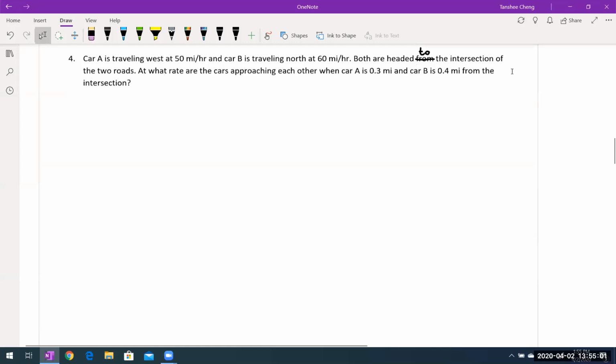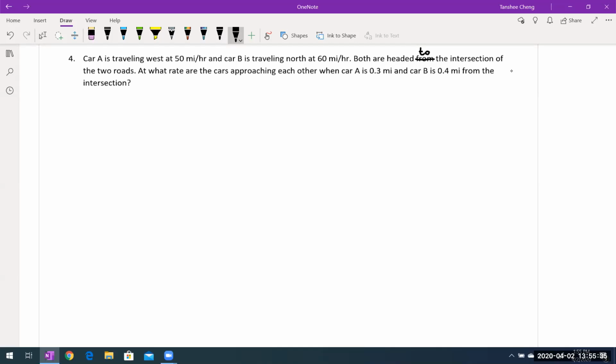So example 4, car A is traveling west at 50 miles per hour and car B is traveling north at 60 miles per hour. So those are constant speeds that we're talking about right here, right? And both of them are headed toward an intersection of 2 roads. At what rate do the cars approach each other when car A is 0.3 miles and car B is 0.4 miles from the intersection?